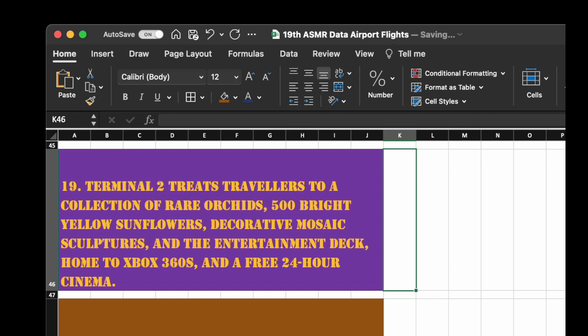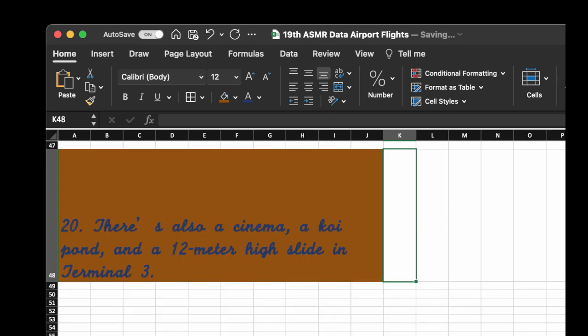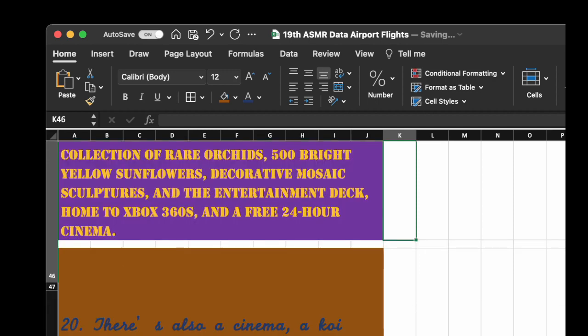Fun fact number 19. Terminal 2 treats travelers to a collection of rare orchids, 500 bright yellow sunflowers, decorative mosaic sculptures, and the entertainment deck, home to Xbox 360s and a free 24-hour cinema. And we'll finish off with fun fact number 20. There's also a cinema, a koi pond, and a 12-meter high slide in Terminal 3. That alone makes me want to go to Singapore. I'll have to make my way over there eventually.